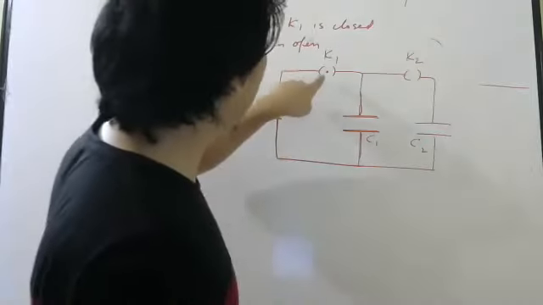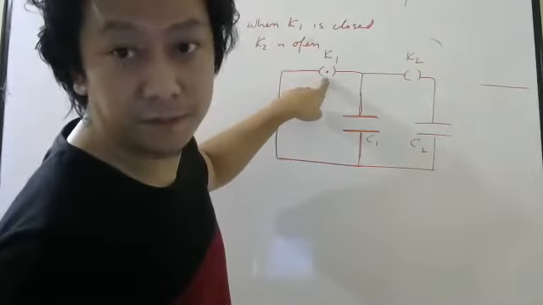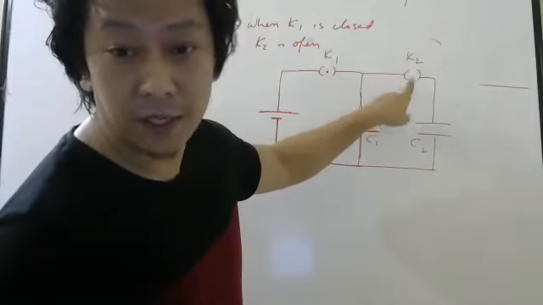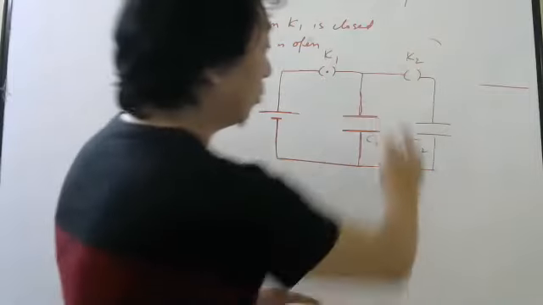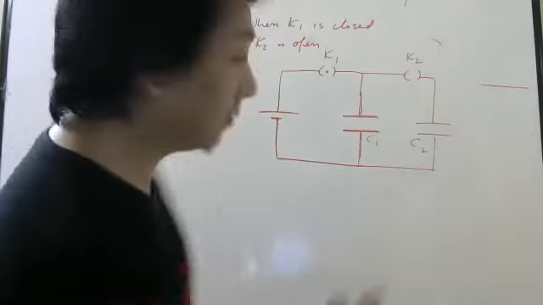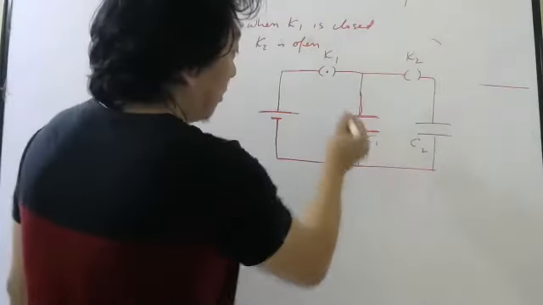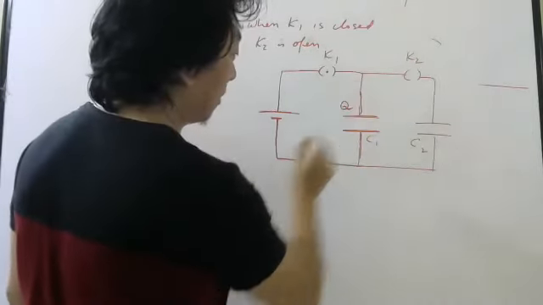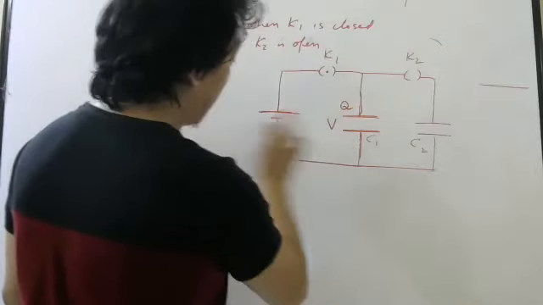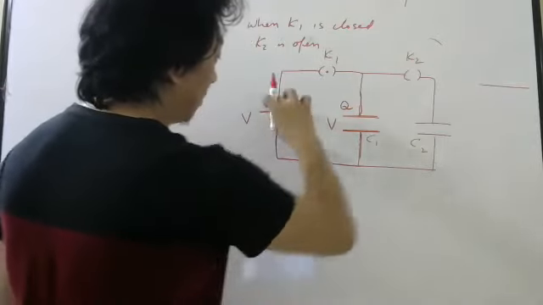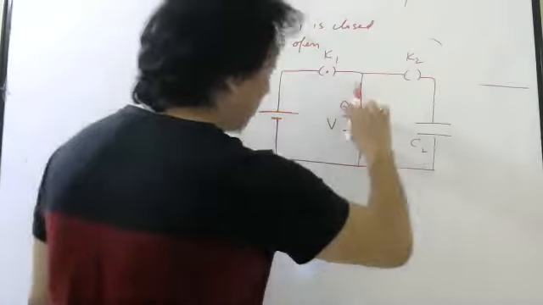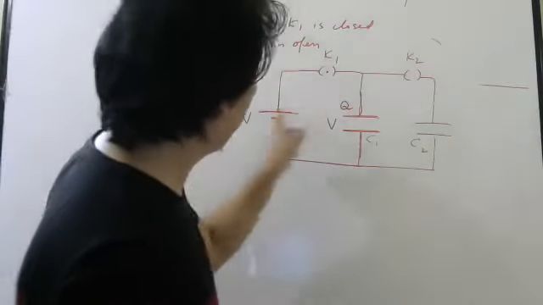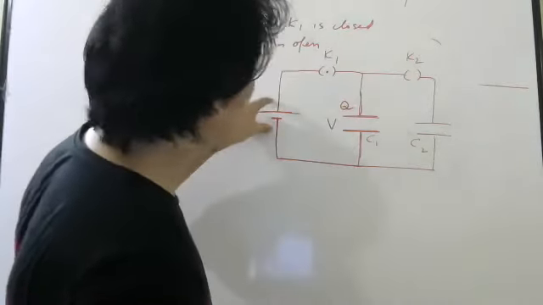Look carefully. First they told this is closed. This is open. If this is open, no charge will go here. Matlab, this will get charged. I don't know how much charge it will get. Let us assume Q. And it will have some voltage, which will be same as this battery's voltage. Because in parallel, this voltage will be equal to this voltage. So charges will keep flowing till this voltage and this voltage will be equal.